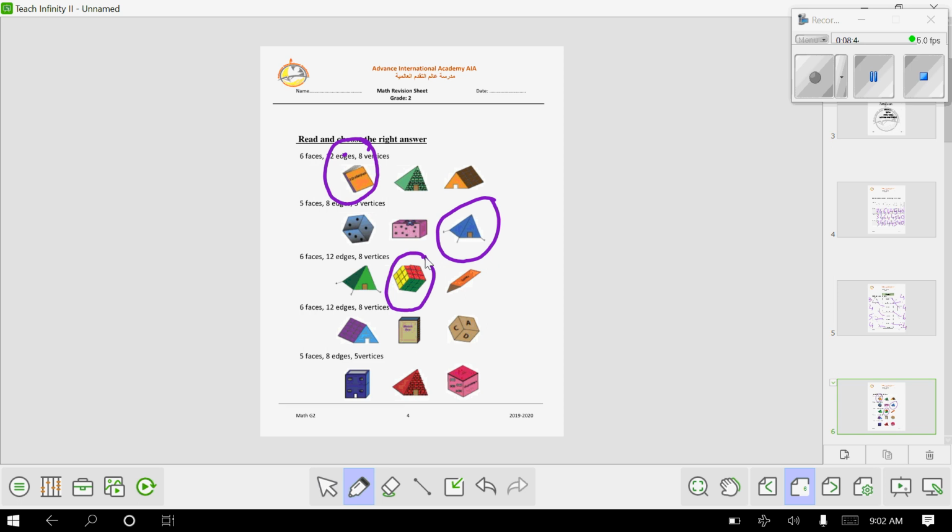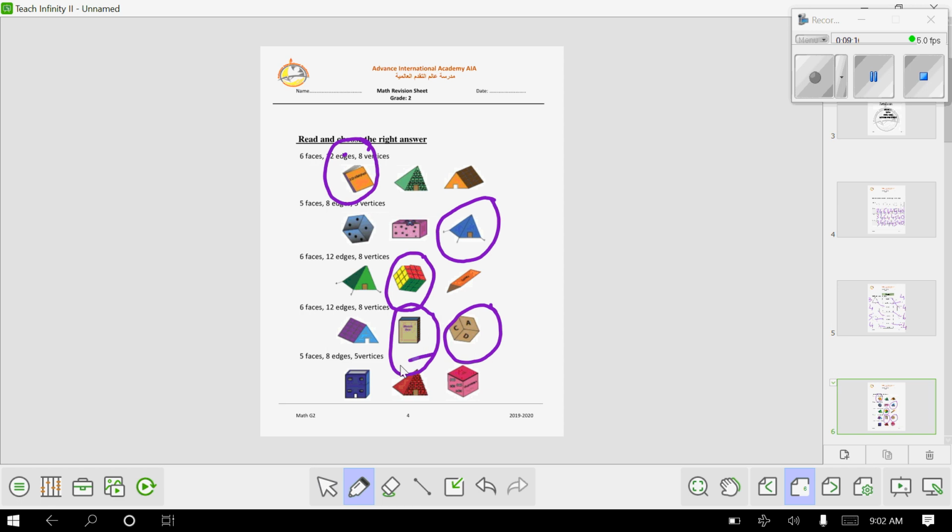I have 2 objects. Here is the ABC cube, and here is maybe it's a box or a book. The first shape is a rectangular prism, the other one is a cube. Both of them have the same attributes. The difference is that all faces of a cube are the same and they represent squares. This is the last one, 5 faces, 8 edges, and 5 vertices.